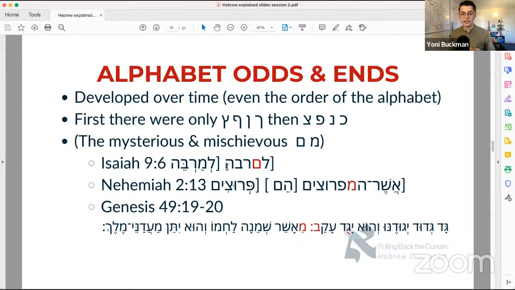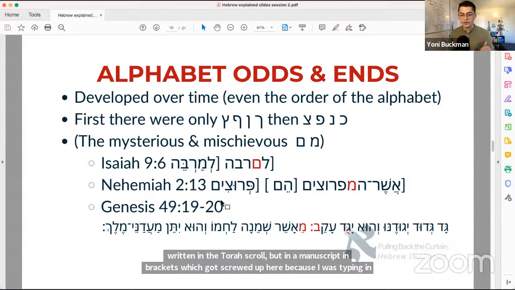Now, the reason that this has no vowels on it is because that's actually the text that's written in the Torah scroll, but in a manuscript in brackets, which got screwed up here because I was typing in Hebrew and English on the same line, you'll have what's called Keri Ketiv. One version is written, the Ketiv, in the Torah scroll, but another one is what you actually say. And so that's another thing that's mentioned in the margins of those ancient manuscripts, that they'll say, okay, this really should be a regular mem, not a final mem. And there are a couple of other examples of that too.